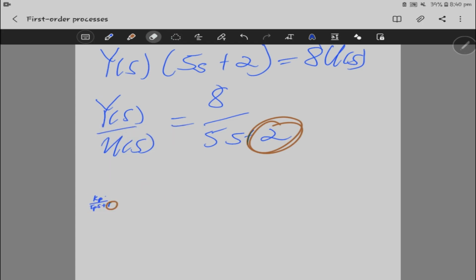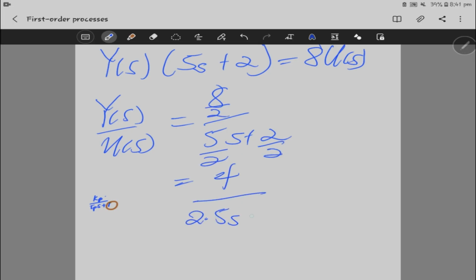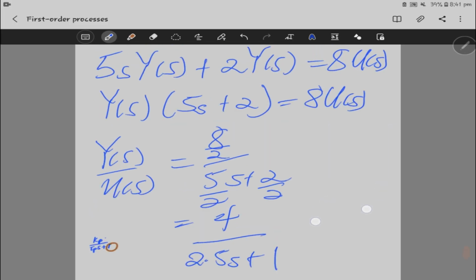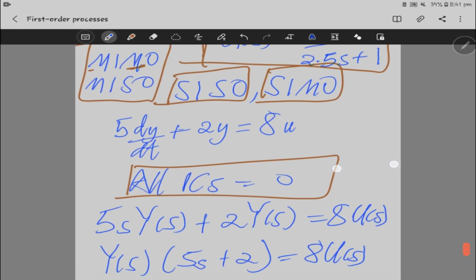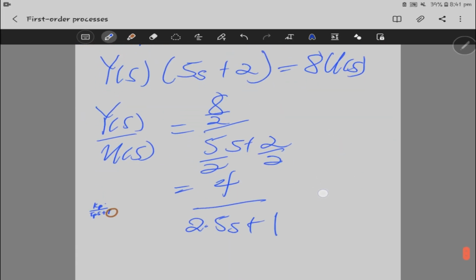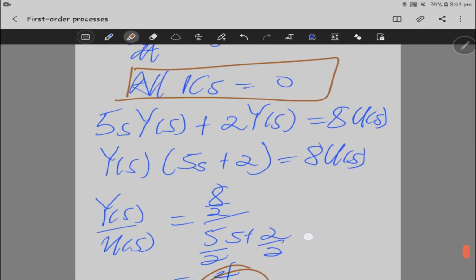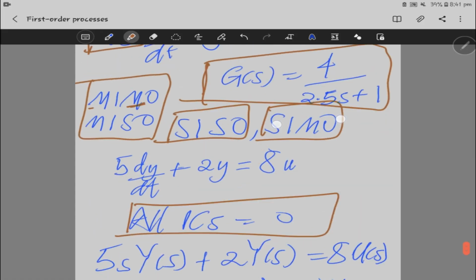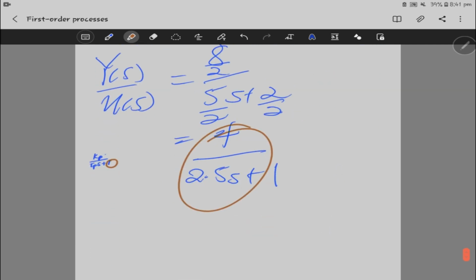In order for us to do that, we divide the numerator and denominator by 2. That gives us 4 over 2.5 s plus 1, which is the same as what we had here, right? So 4 over 2.5 s plus 1 is the same as 4 over 2.5 s plus 1. So clearly, if you rearrange it that way, it works, right? That's for first order. We've not done how to do the same for the other one, but that's for first order.